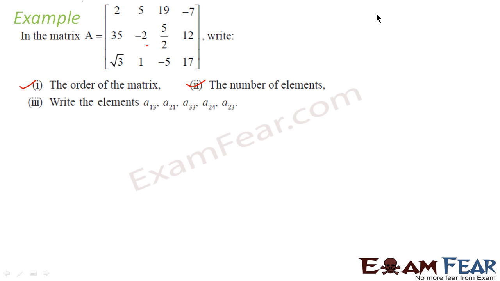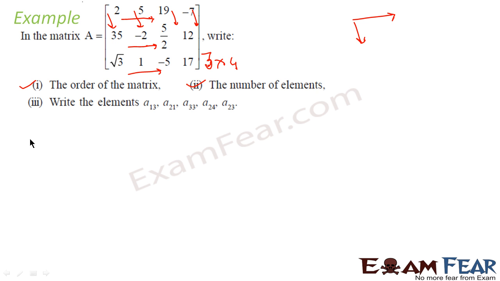To find order, what we have to do? First we have to walk horizontal direction. Once we are done with that, then we have to walk in the vertical direction. So if you see, there are 1, 2 and 3, 3 horizontal sets. So this is 3 cross and they are 1, 2, 3 and 4 vertical sets. So this is 3 cross 4. So what is my order? 3 cross 4. So my first part is done. Order is 3 cross 4.